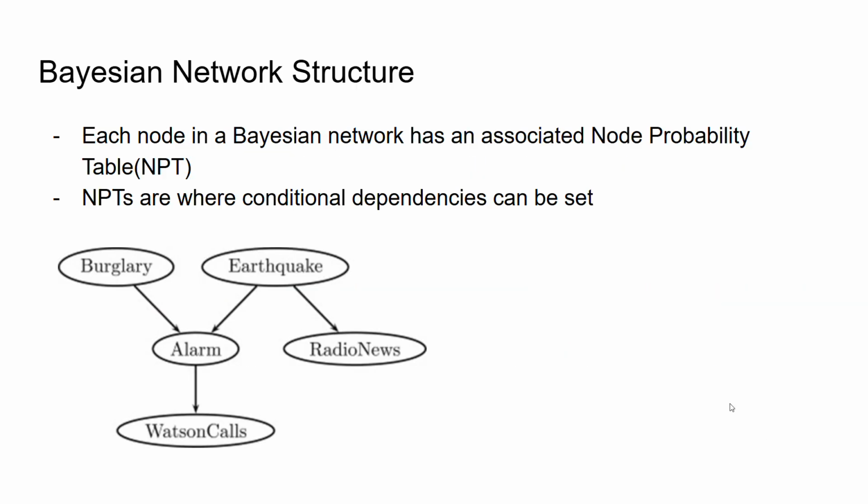Moving on to the Bayesian network structure. Each node in a Bayesian network has an associated node probability table, where the parameters and conditional dependencies can be set and provided by either expert knowledge or automatic learning from data. Node probability tables, NPTs, also known as conditional probability tables, are used to represent the conditional probability of a node given its parent nodes. What do I mean by this?